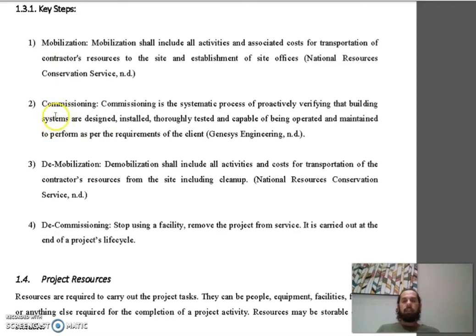والبروكيورمنت واللوجيستكس. Commissioning is a systematic process of proactively verifying that the building systems are designed, installed, thoroughly tested, and capable of being operated and maintained to perform as per requirements of the client.